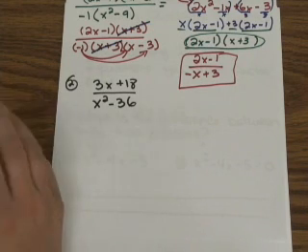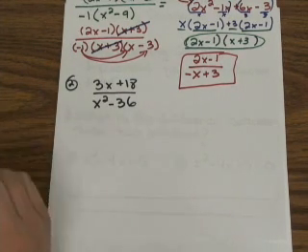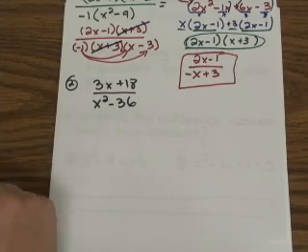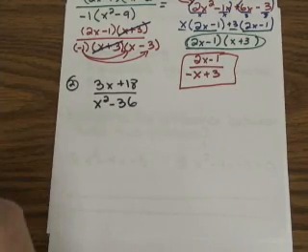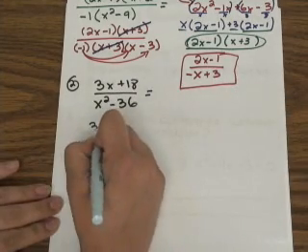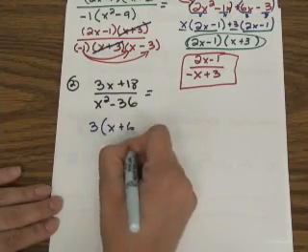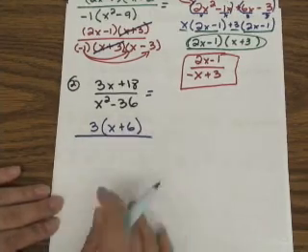In the numerator, 3x plus 18, it's not a trinomial, so I'm not going to factor it the same way. But one of the first things we learned when we were factoring is that you should always, always, always look for a greatest common factor. And the greatest common factor in 3x plus 18 is the number 3. So when I factor out the number 3, what's going to be left is x plus 6.